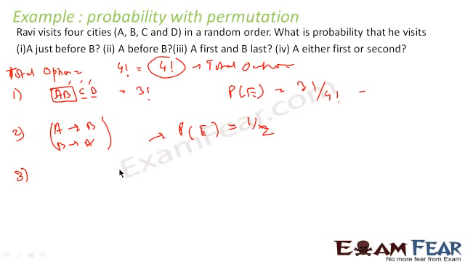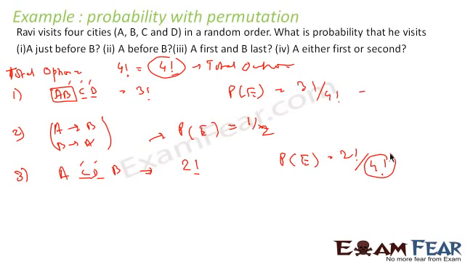A first and B last. When I say A first and B last, I have fixed these 2 points and the rest are variable. C and D I can arrange in 2 permutation ways because there are only 2 variables. So the probability in this case, P of E, will be 2 permutation by 4 permutation. 4 permutation is the total outcome.